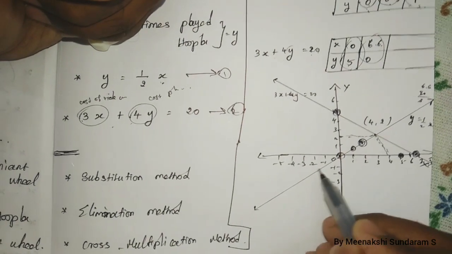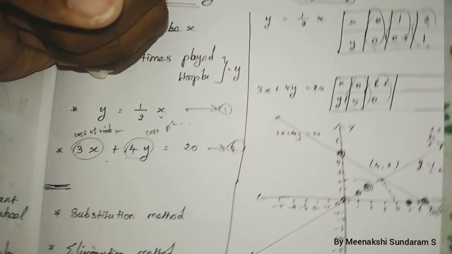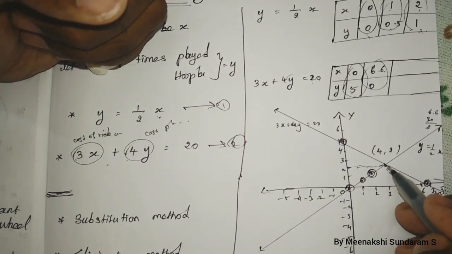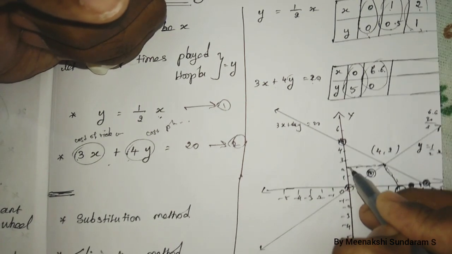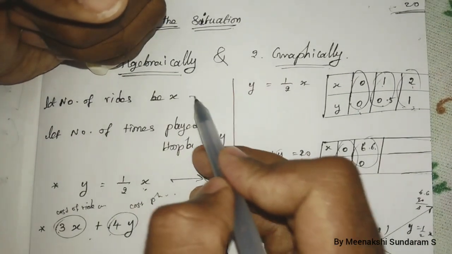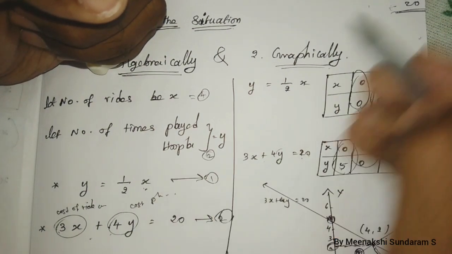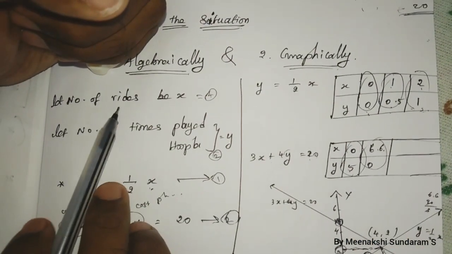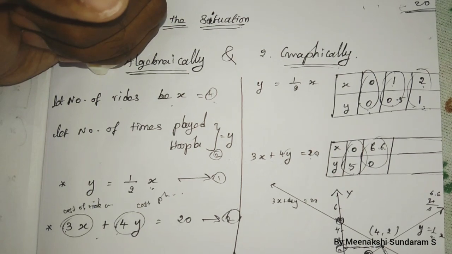Clear? When the two lines intersect at a single point, that is our solution, that is our answer. So what is the x value? Looking at the intersection, x value is 4, and the y value is 2. In our equations, x is the number of giant wheel rides, that is 4, and y is the hopla, that is 2. We get the answer, right? 4, 2. So he rode the giant wheel 4 times and played hopla 2 times. Clear?